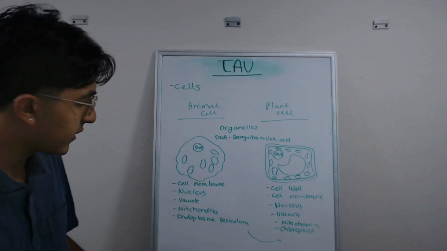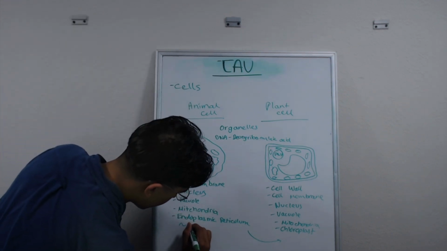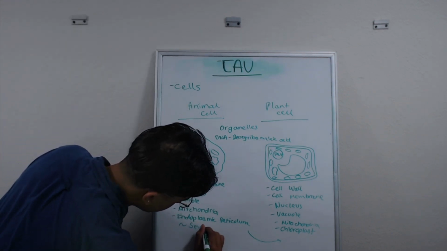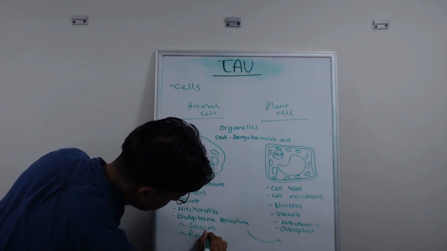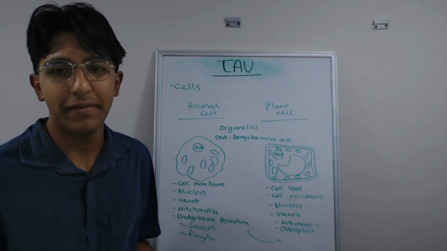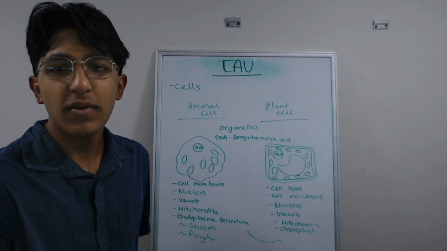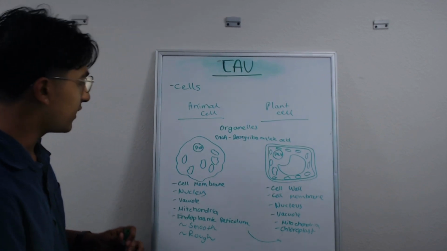Okay? So endoplasmic reticulum, there are 2 types. There's a smooth and a rough. So what do I mean by smooth and rough, right? How can there be smooth and rough things within the cell? Well, let's get to that.